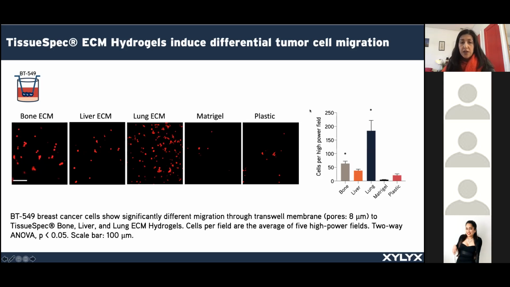As you can see in the graph, cells seeded in the presence of the lung hydrogels were the ones that were highly migrating, which is statistically different from Matrigel and plastic. And bone was the next one showing a higher migration in comparison with Matrigel and plastic.